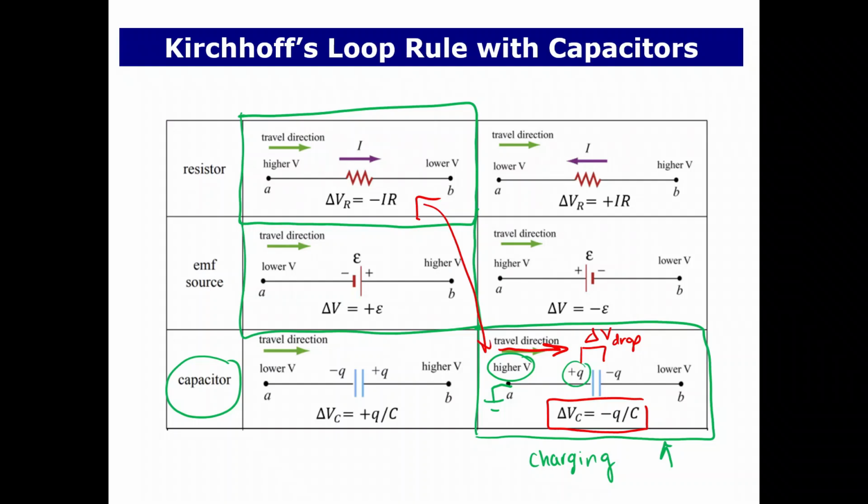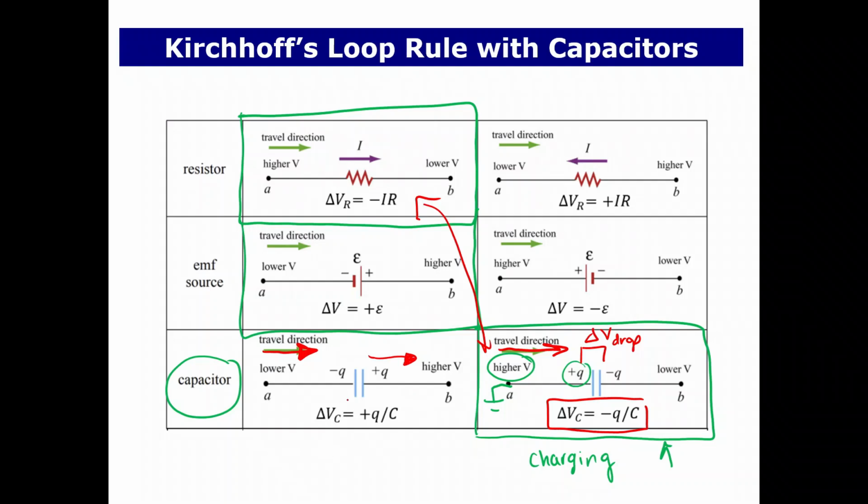Now, if your travel direction for your loop is going from lower to higher potential, then that capacitor is treating it like it's discharging, and it's acting as the voltage source, and so you're going to end up with positive Q over C.